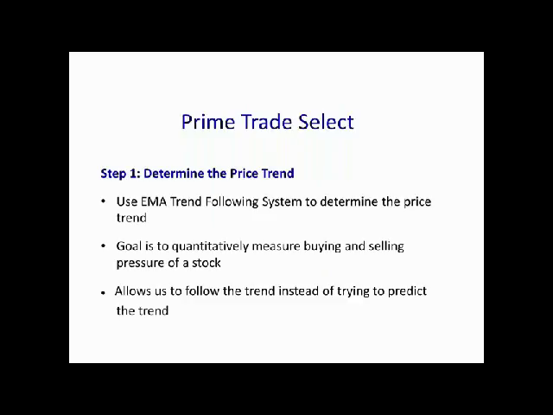So for step one, we determine the price trend. We use an EMA trend following system to determine the price trend, and the goal of the EMA system is to quantitatively measure the buying and selling pressure of a stock, and it allows us to follow the trend instead of trying to predict the trend.